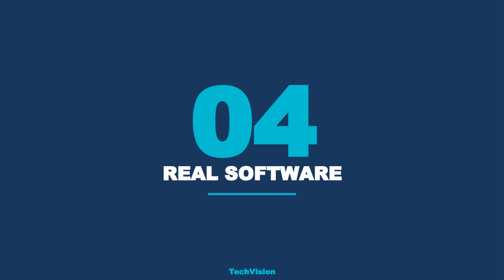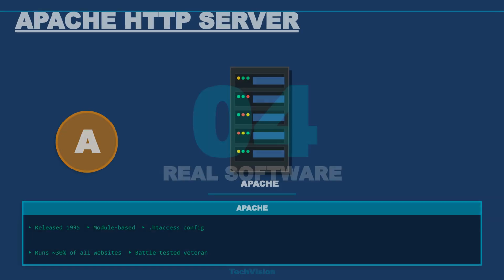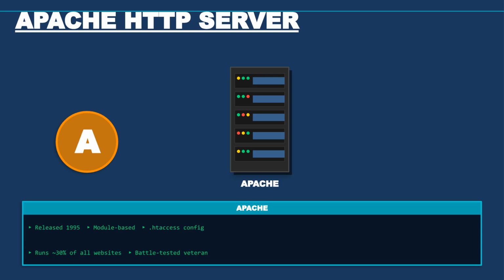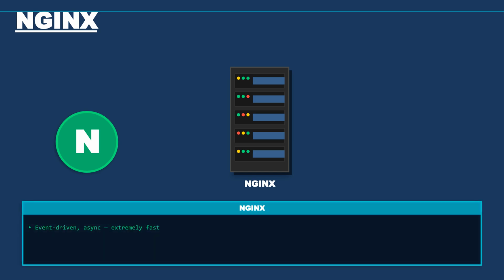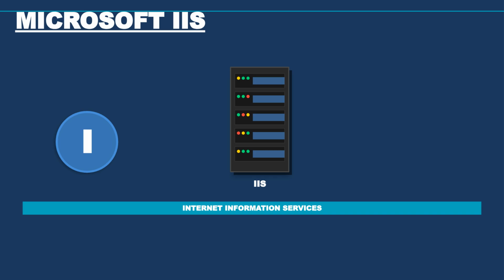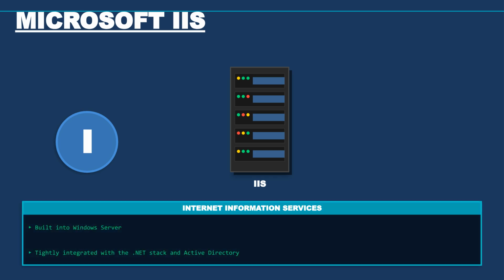Now let's look at some of the real-world software that runs the internet. The Apache HTTP server is a battle-tested veteran, released in 1995. It's module-based and runs approximately 30% of all websites globally. NGINX is another popular server, known for being event-driven, asynchronous, and extremely fast. It often acts as a reverse proxy in front of slower application servers. Microsoft Internet Information Services, or IIS, is built into Windows Server. It is tightly integrated with the Microsoft .NET stack and Active Directory.